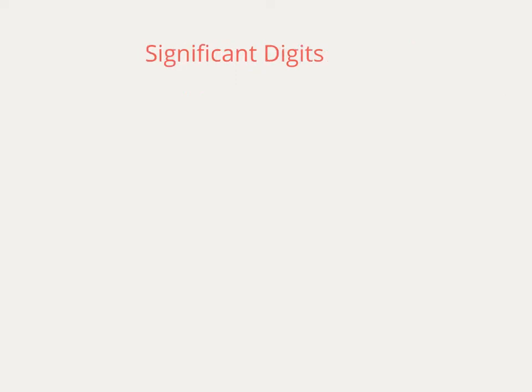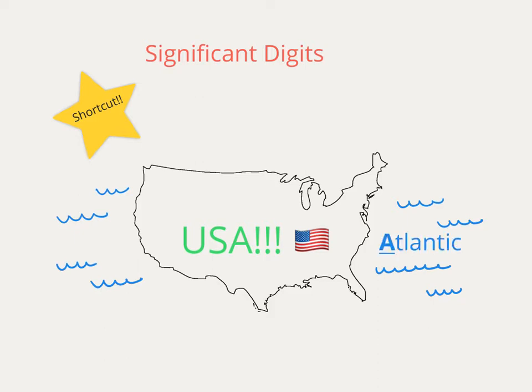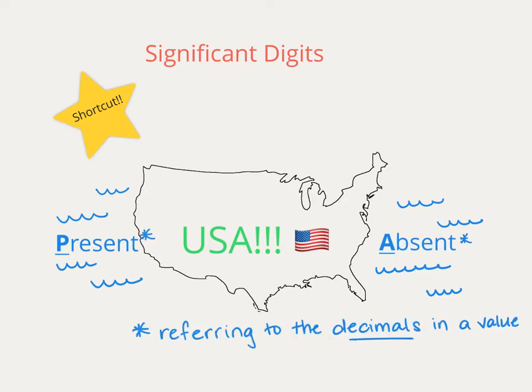Since those rules are a bit wordy and a bit complicated to understand, there's actually a shortcut that we can use in determining whether or not zeros are significant. The first thing to do when setting up our shortcut is to sketch a quick map of the United States of America, and then label the oceans on either side of America, the Atlantic and the Pacific. But in this case, our Pacific, our P, is going to stand for present, and our Atlantic, A, is going to stand for absent. And those are going to be in reference to the decimal in a number. So to use this shortcut, we look at a value and determine whether or not a decimal is present.